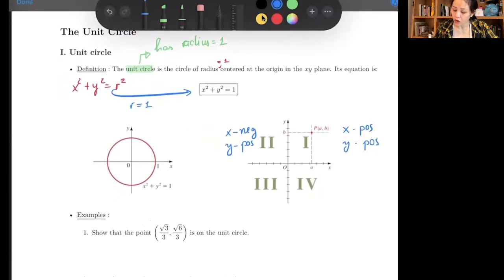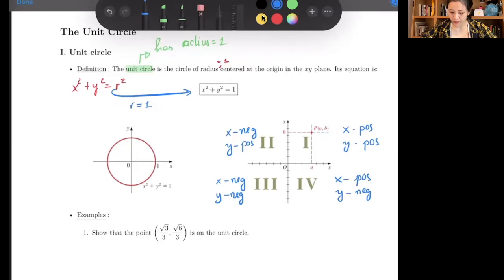For the third quadrant, both x and y are negative. And in the fourth quadrant, we have positive x and negative y. X is positive and y is negative, that is, below the origin.